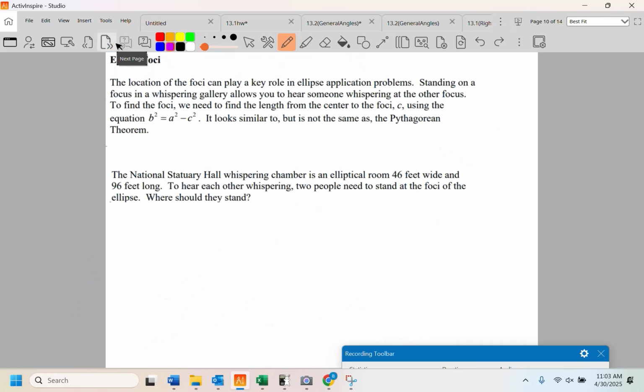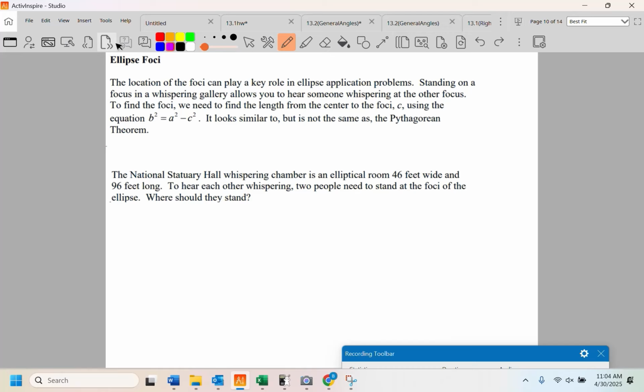All right, we got like 4 to go. The foci are kind of cool, and they give you like one little minor application of it, but the location of the foci can play a key role in ellipse application problems. Standing on a focus in a whispering gallery, and that is such a thing, allows you to hear someone whispering at the other focus, just whispering very quietly. You can be very far away, and you can still hear them as though they're right next to you.